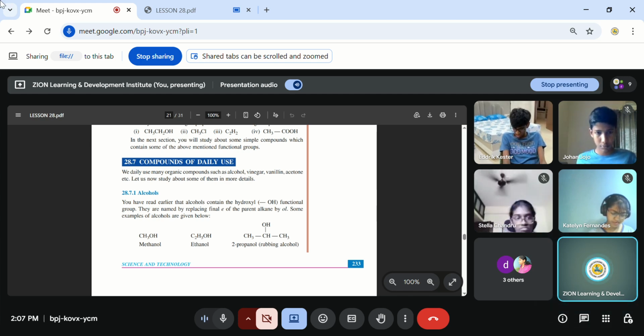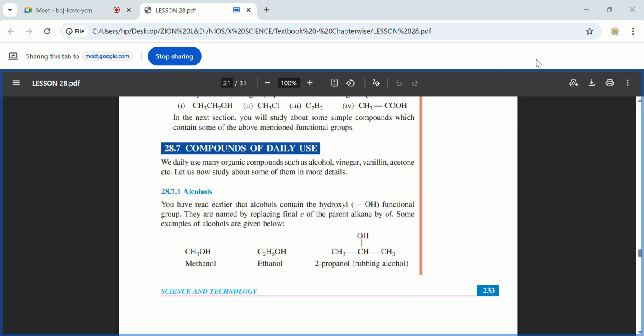Okay, so this is your last part of lesson number 28. It starts from page number 233, 28.7. So we're going to learn how certain compounds used in daily life are produced. Okay. 28.7 Compounds of daily use.